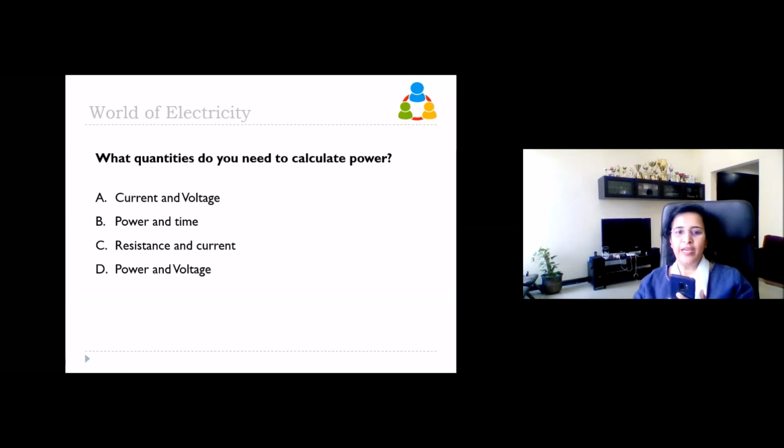Now, what do you need to calculate the electrical power? We learned that in the beginning itself, right? We need current and voltage. Current and voltage is required to calculate the power.